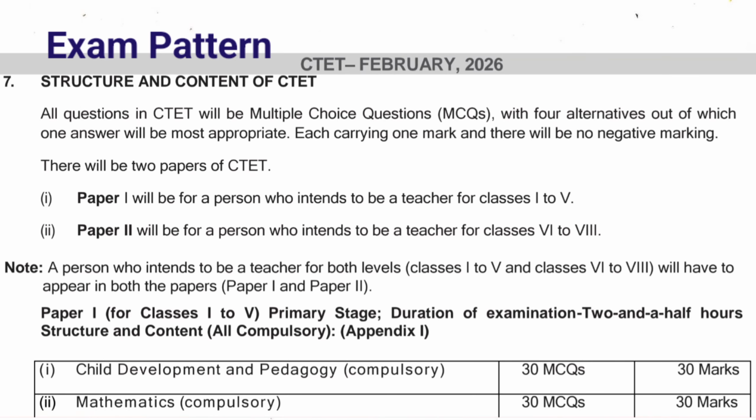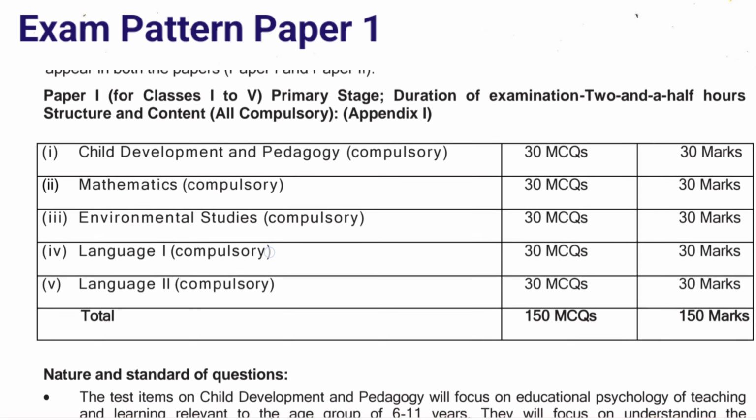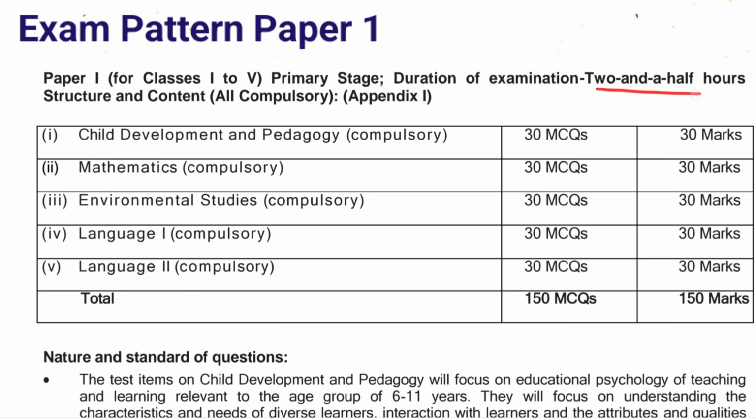Now let us see the structure of CTET. So CTET has two papers. Paper 1 is for those teachers who are teaching classes 1 to 5, and paper 2 is for those teachers who are teaching classes 6 to 8. For paper 1, which is the primary stage, the duration of the exam is 2.5 hours, and they are going to ask you 150 MCQs, and the marks are again the same, 150 marks. And this is divided into 5 parts.